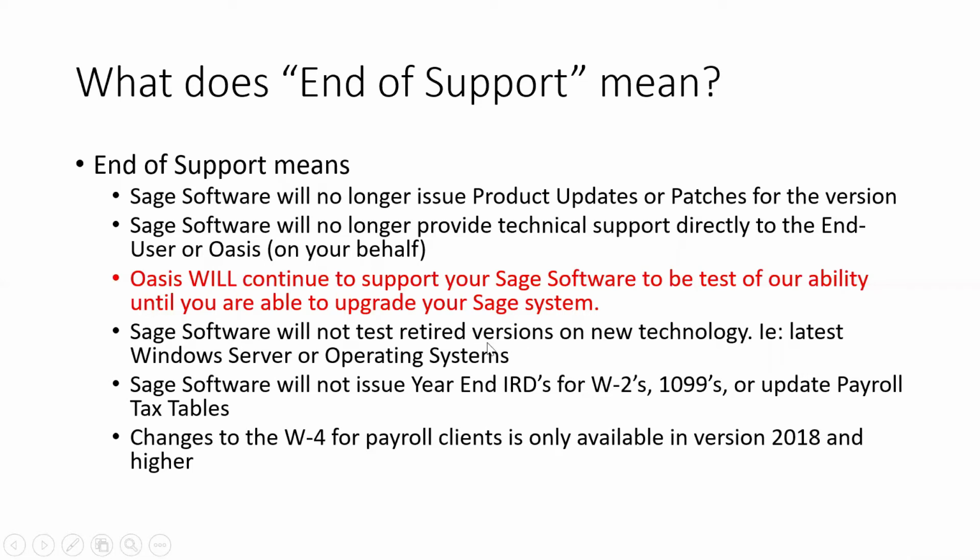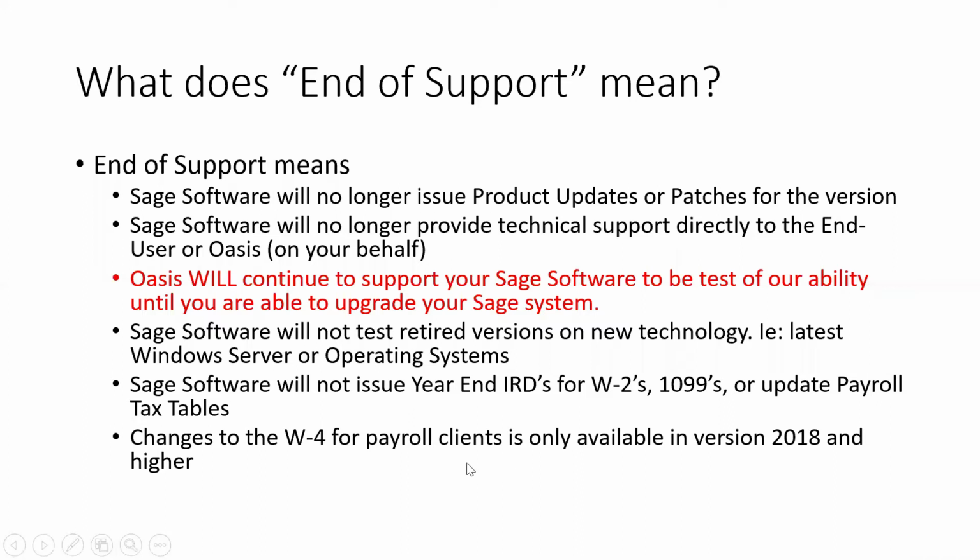Sage software does not test retired versions on new technology. So if there's a new Windows 2020 server that comes out, they're not going to test the versions that have reached end of life with that new technology. It doesn't mean it wouldn't work, but it would mean that it's not tested, and Sage would not support it if there were issues. Sage software will not issue any year-end updates related to W-2s, 1099s, or payroll tax tables when a version has reached end of support or end of life.